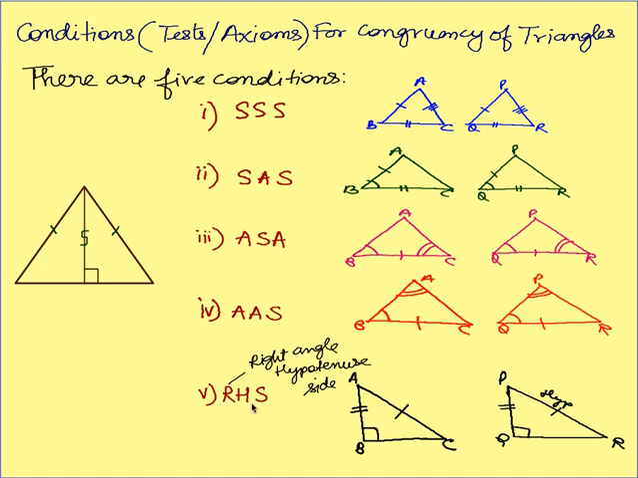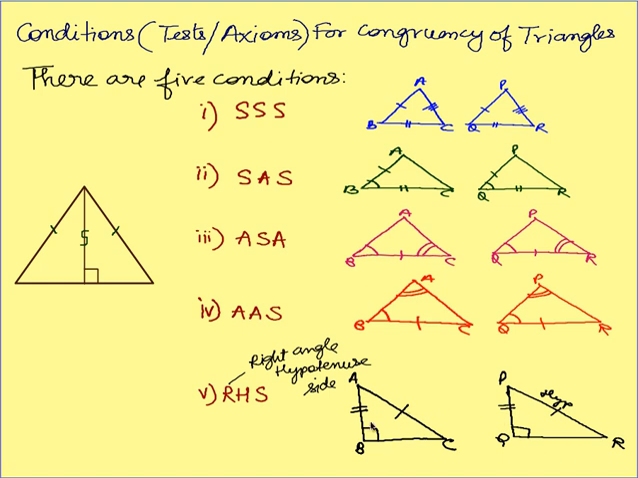Now when we talk about RHS, this is the right angle hypotenuse test. In some books it is given as hypotenuse side test. This RHS or hypotenuse side test is used only in right angle triangles. So whenever a right angle is given, try to use this. But if the hypotenuse is not given, you cannot use it. So one pair of corresponding sides and the hypotenuse is given.